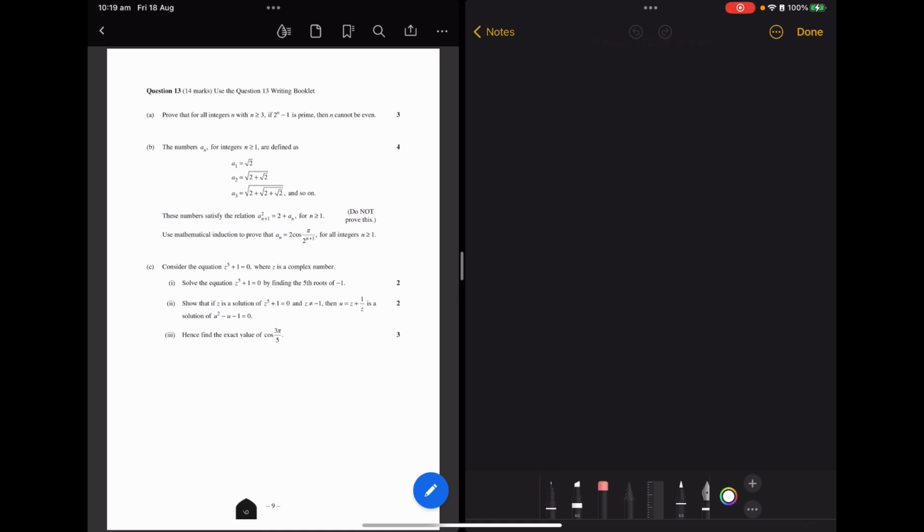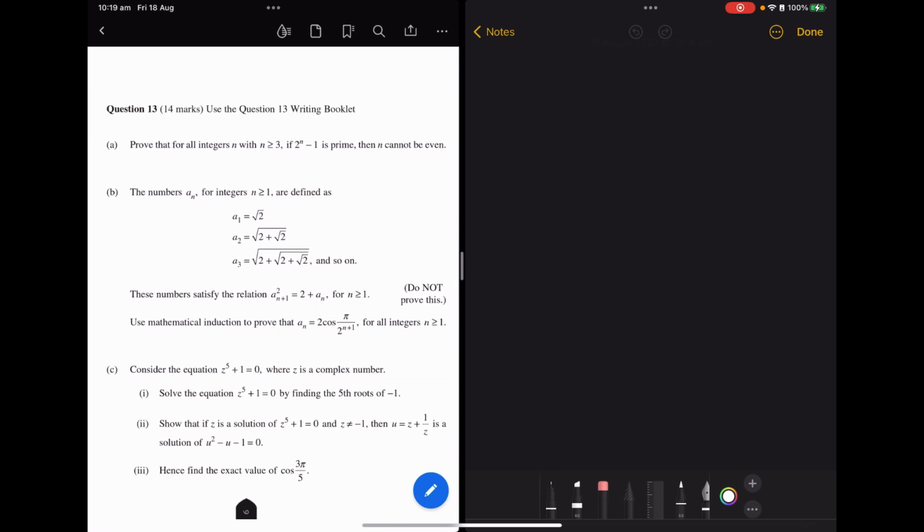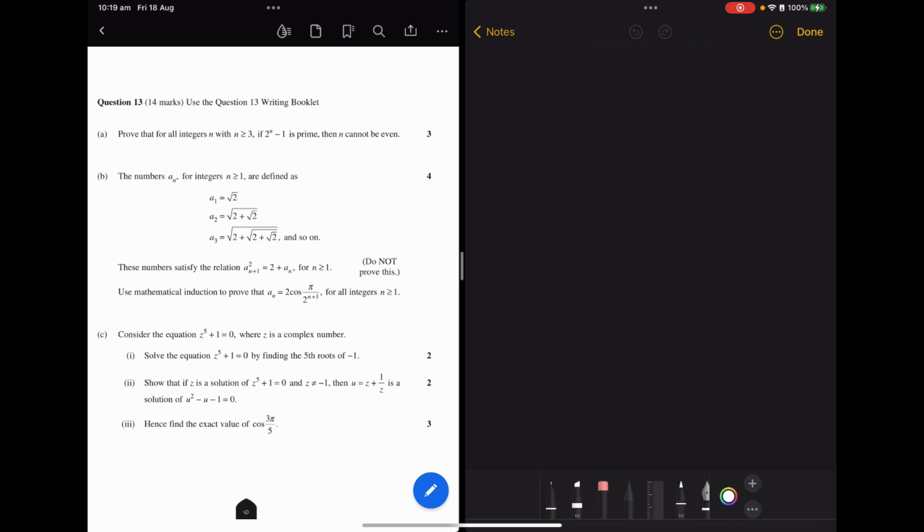So, starting off with part A, we have: prove that for all integers n with n greater than or equal to 3, if 2 to the n minus 1 is prime, then n cannot be even. So, this seems a little tricky, but what we need to do is prove the contrapositive of this statement.